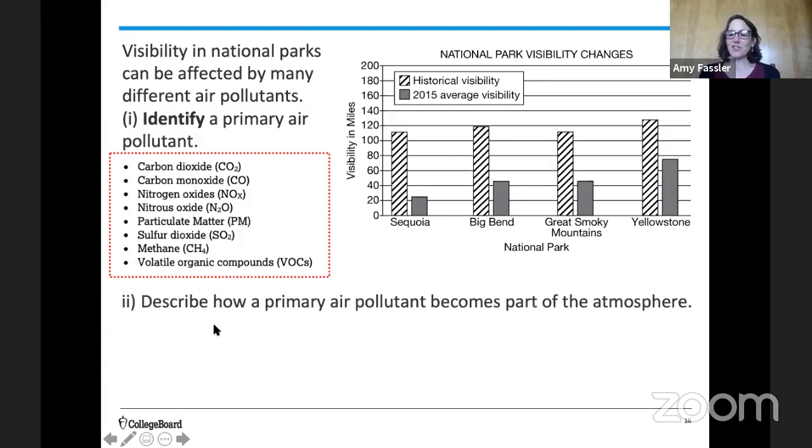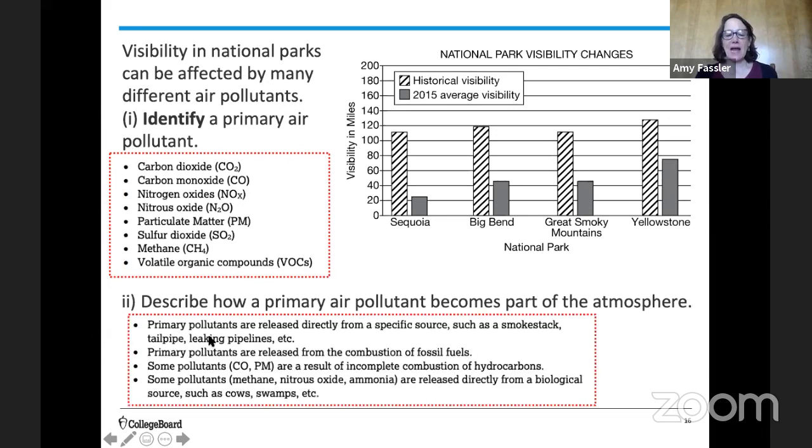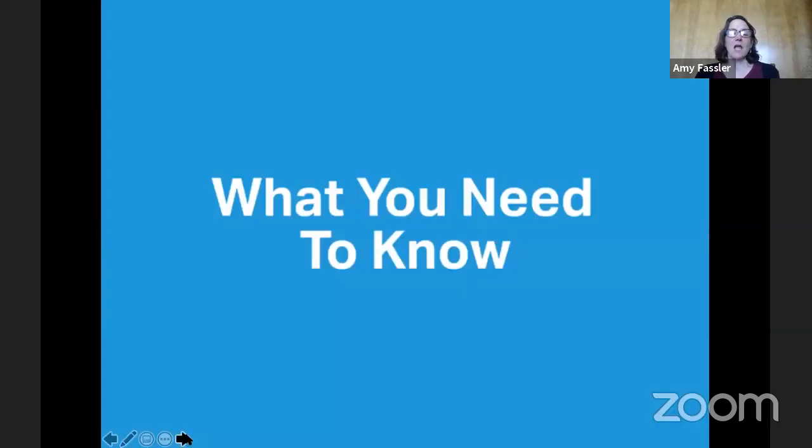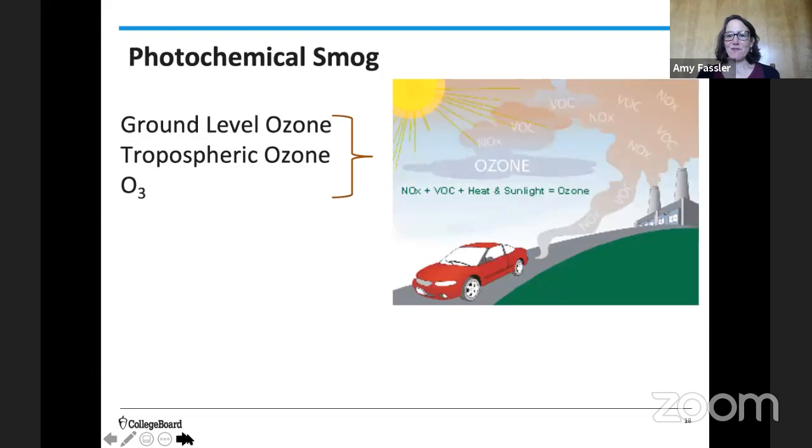And then describe how that primary pollutant becomes part of the atmosphere. Got to have a verb there. And if it's something to do with fossil fuels, I have to burn or combust them. So you can see that that's mostly, I'm guessing where most of you went was something about burning fossil fuels, releasing those. The next topic that we're going to look at is photochemical smog.